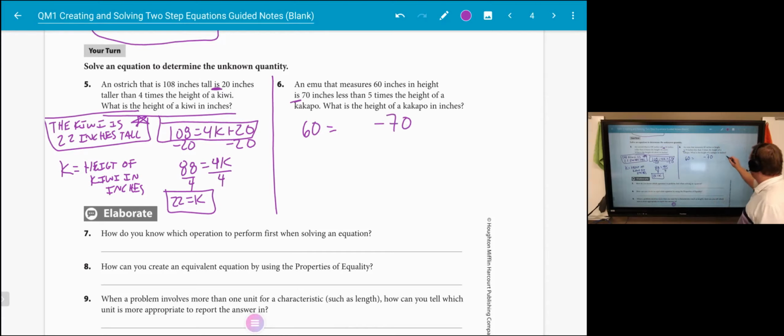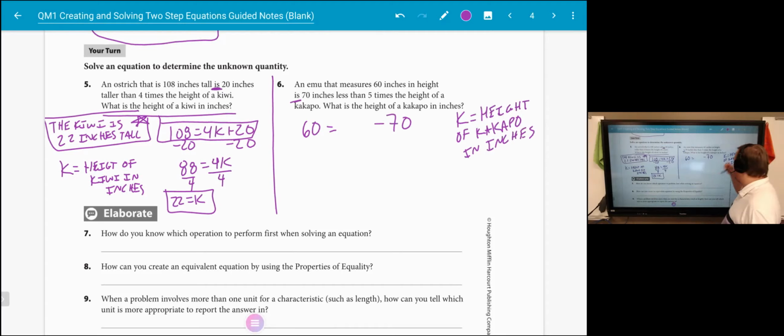So K is the height of a cockapoo in inches. I have no idea if I'm saying that right. We're going to call that K again because we can. Again, we could have called it anything we wanted to represent it. 5 times this height less 70 gives me 60. Hey, two-step equation.